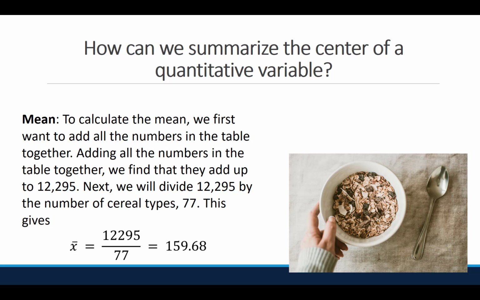To calculate the mean, we first want to add up all of the numbers in the table. Adding all the numbers in the table together, we find that they add up to 12,295. Next, we divide the 12,295 by the number of cereal types, 77, and this gives us that x bar is equal to 159.68.